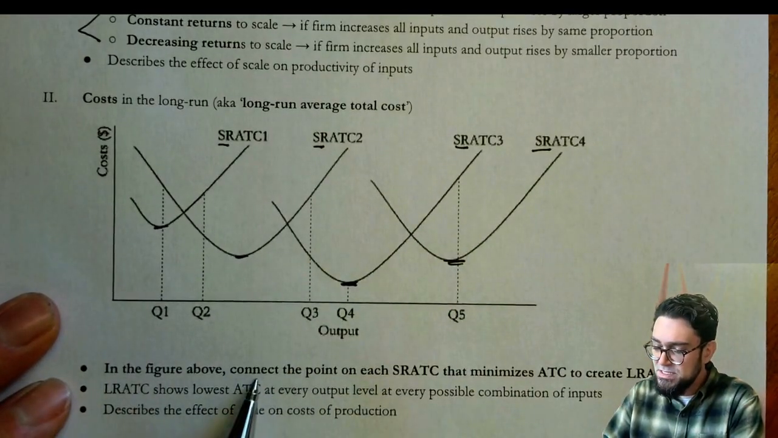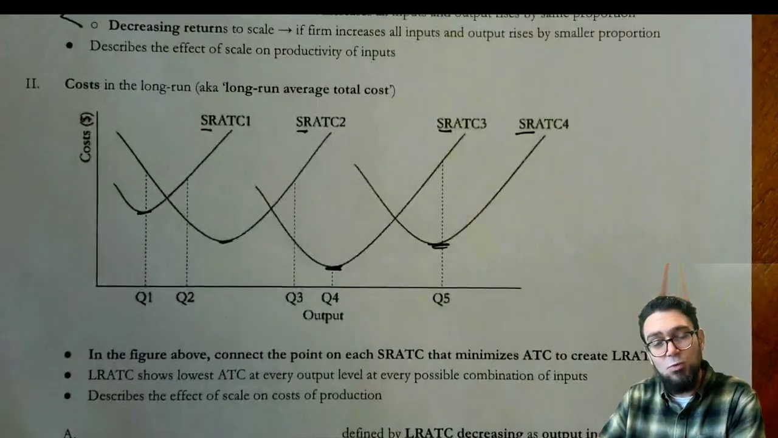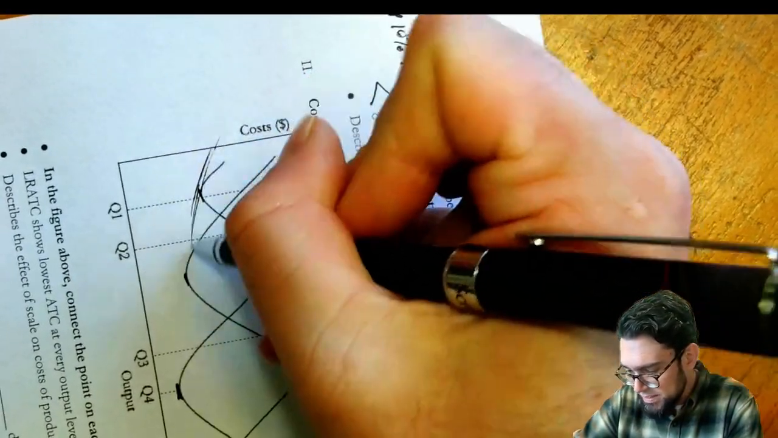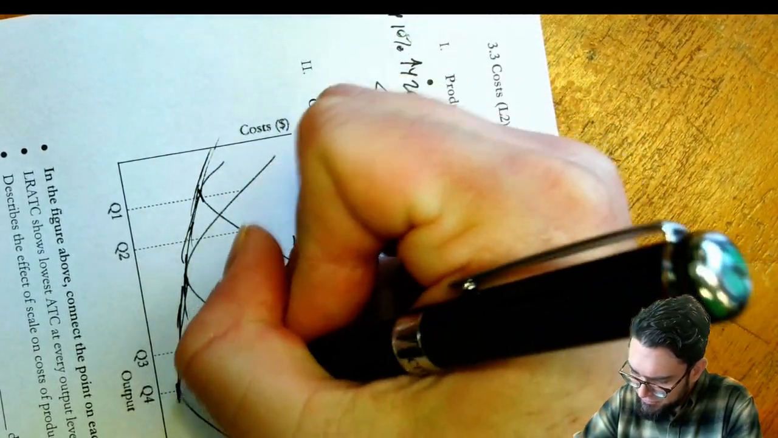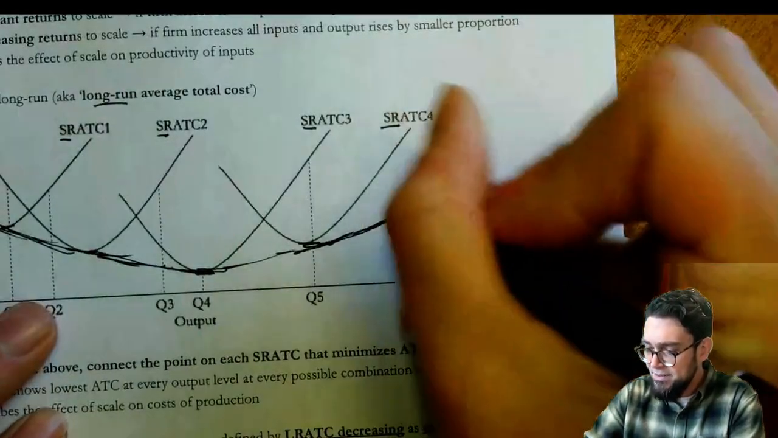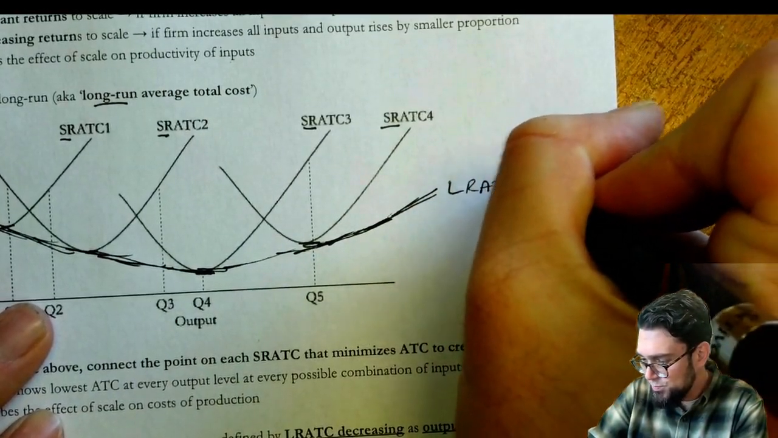What we're going to do first is connect the point on each SRATC that minimizes ATC to create what we're going to call an LRATC, a long-run average cost curve. And it kind of looks like something like this, right? So it's kind of a wonky looking graph, but it looks a little bit like that. And it would keep going back up again, just like that. And that's our LRATC.